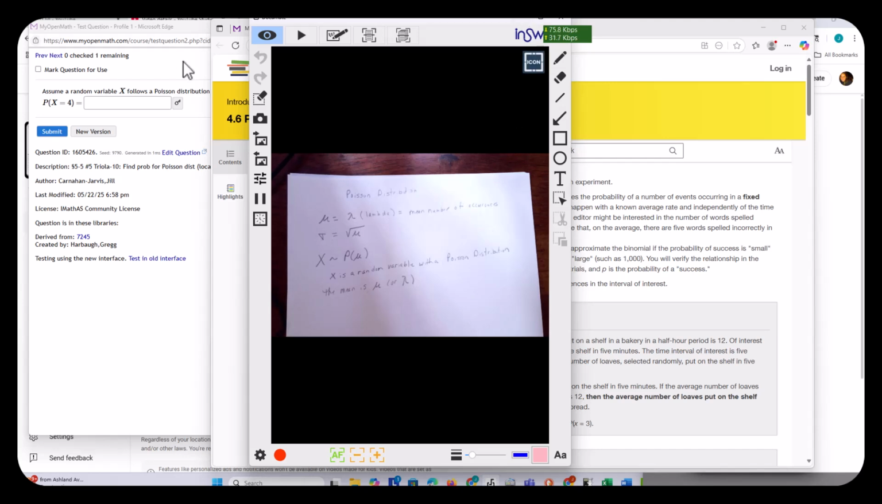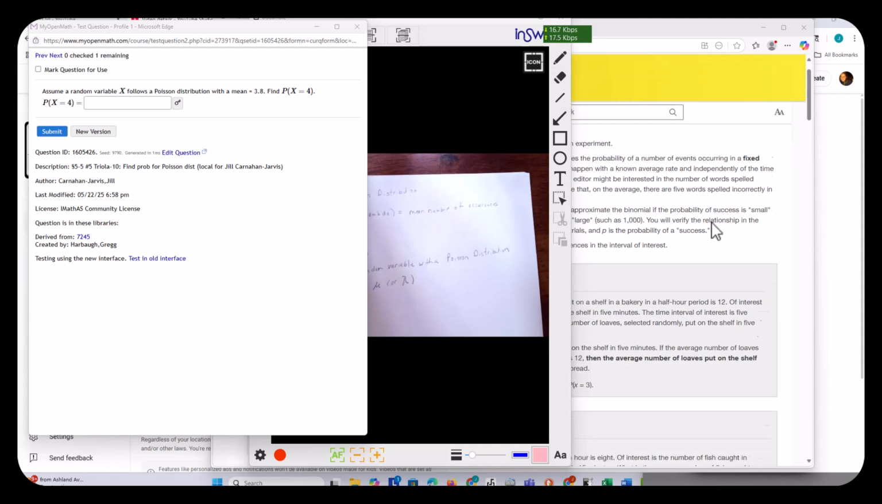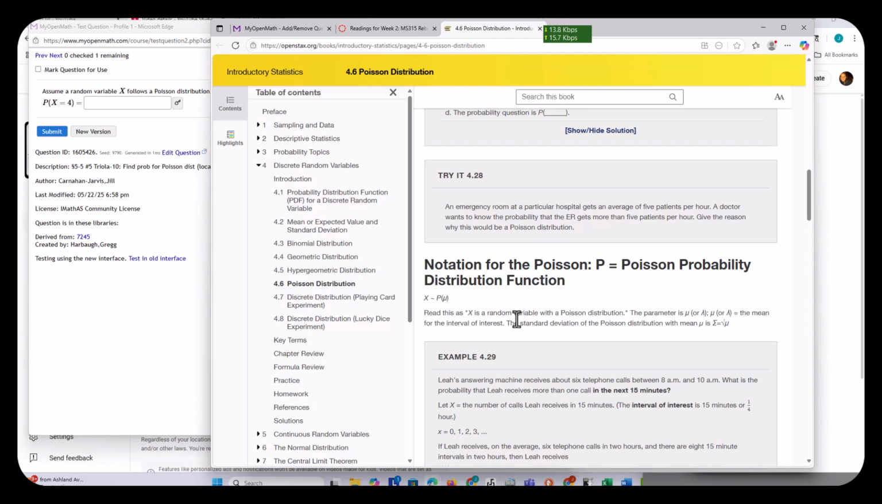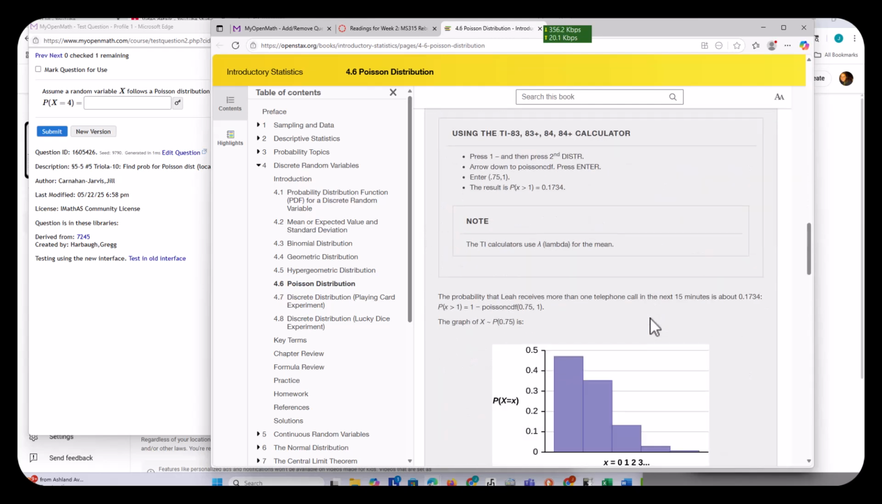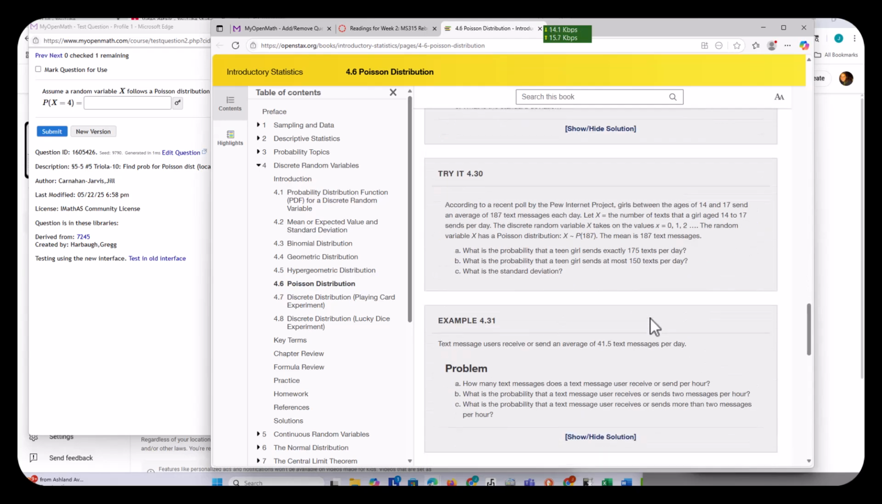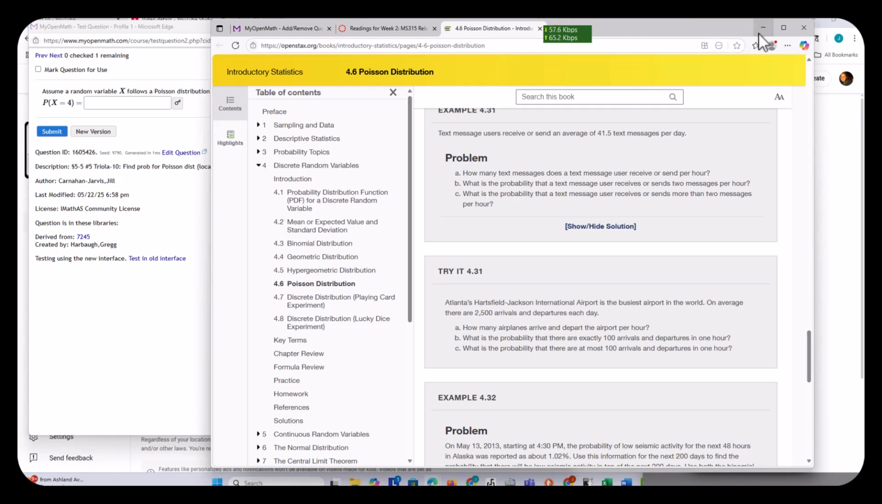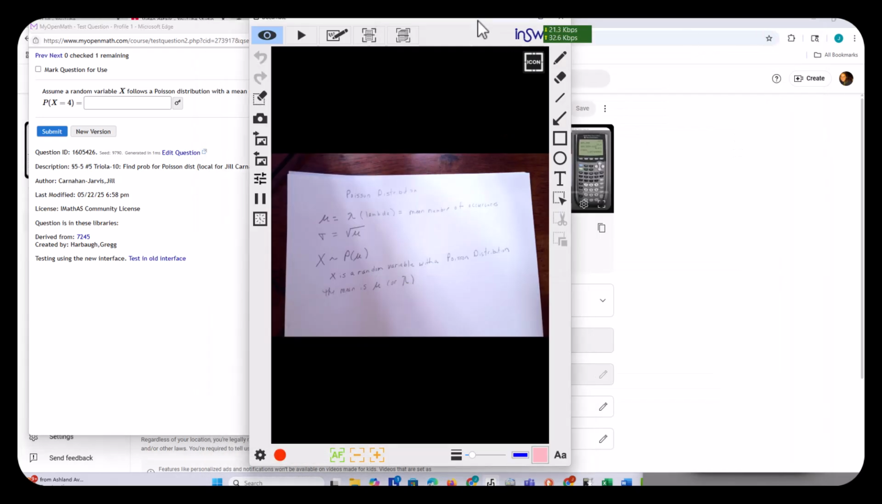So let's look at the question. This is a very basic question, and we're going to use StatDist. You would need to go ahead and read through all of this. There's the part talking about lambda, and all that good stuff. I'm doing it in StatDist, so let me minimize that and get this back up here.